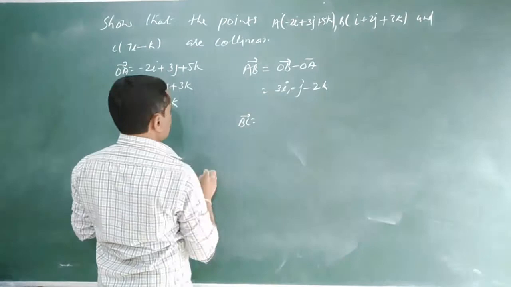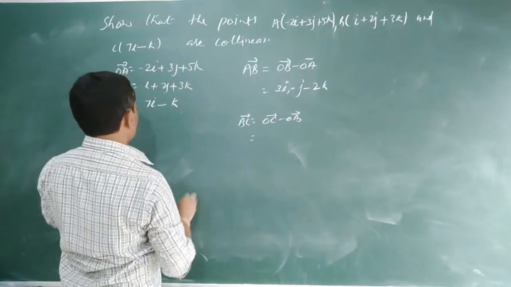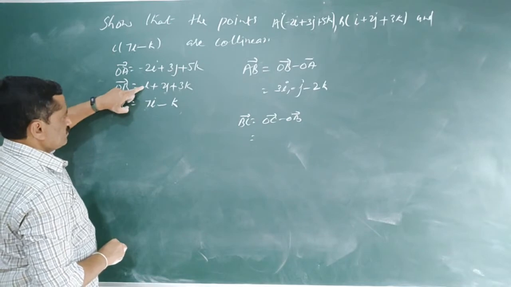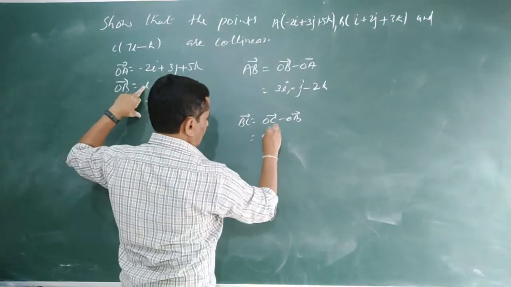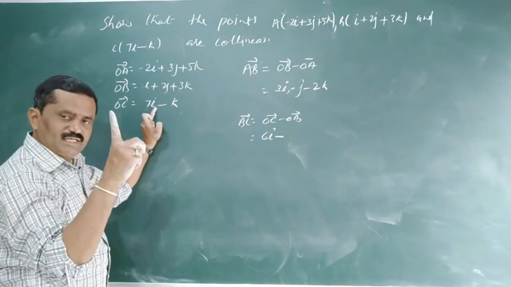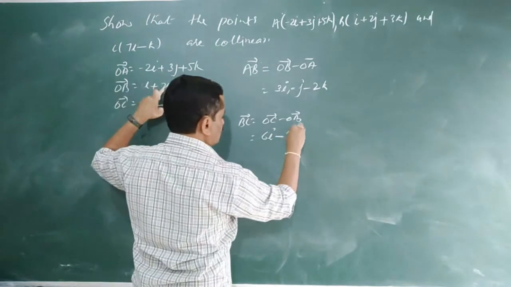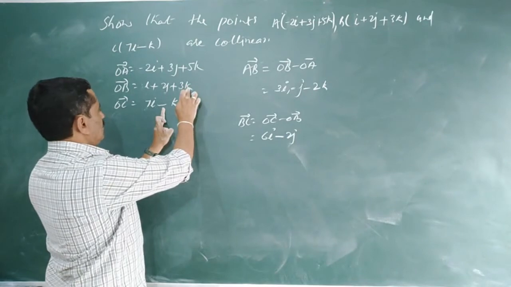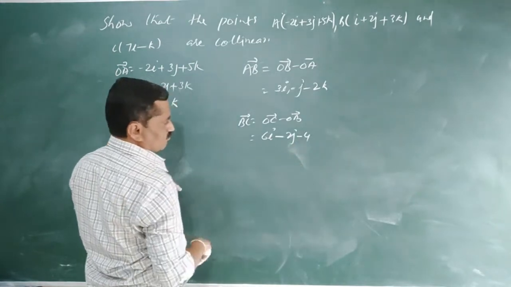So BC bar is equal to OC bar minus OB bar. That is OC bar minus this. Here we have 7 minus 1, we have 6i. Here there is no j term, therefore 0, minus 2, we have minus 2j. Again, minus 1k minus 3, we have minus 4k.